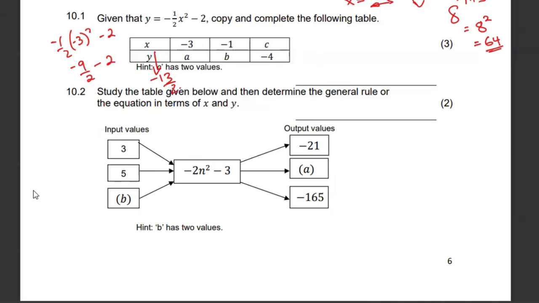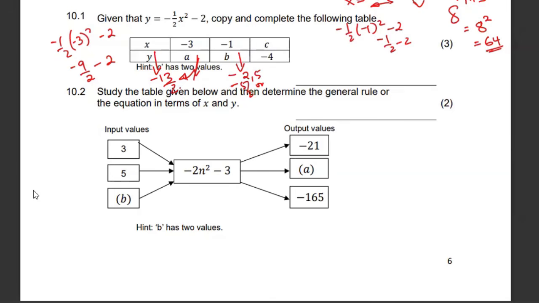Okay. They're telling us that C has 2 values. Okay, we shall find that. So A is negative 13 over 2. And then with B, negative a half times negative 1 squared minus 2. Any negative number squared gives us a positive, so it's negative a half minus 2, which is negative 5 over 2, which is negative 2,5.